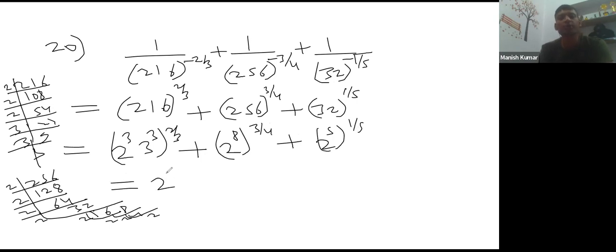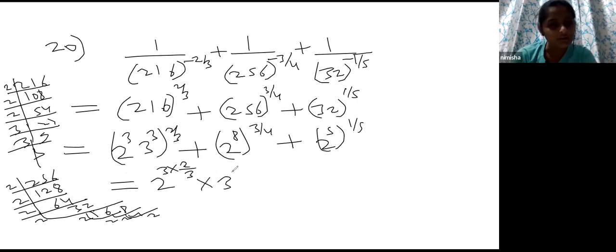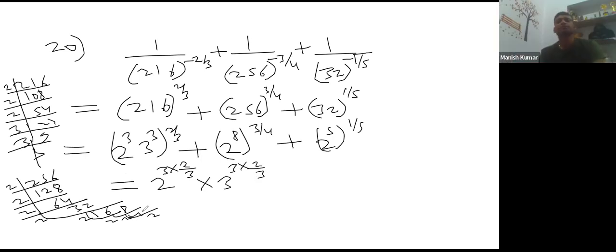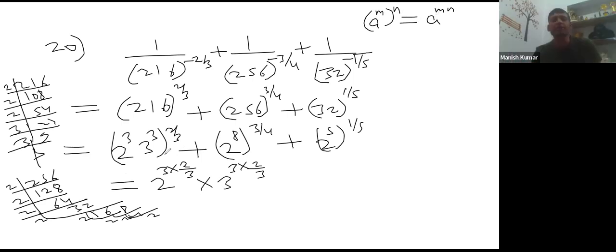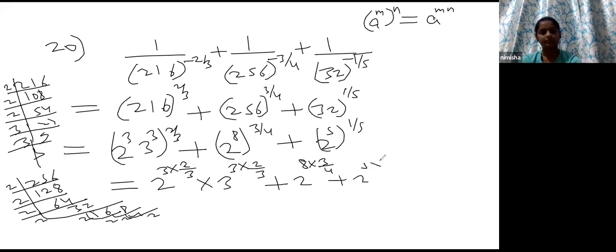Now what can be written? 2 to the power 3 into 2 by 3. Can we write like this? If there is a formula a to the power m whole to the power n, is it not written as a to the power m into n? Exponents are multiplied when bases are the same. In the same way, 2 cube whole to the power 2 by 3 will be 2 to the power 3 into 2 by 3, and 3 cube is treated the same way, 3 into 2 by 3, plus 2 to the power 8 into 3 by 4, plus 2 to the power 5 into 1 by 5.